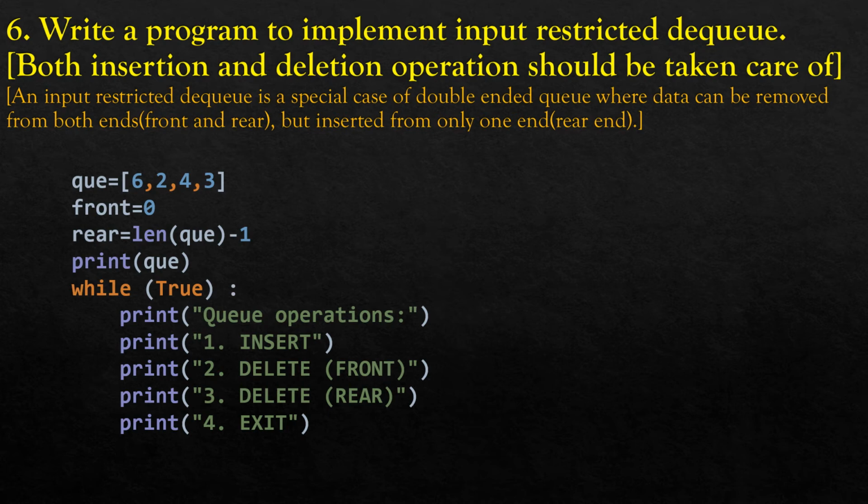So we have initialized a queue over here. Front is 0, rear value is length of queue minus 1. Then the different menu operations are showing insert. And here I have given two deletes. One is deleting from the front, and second delete is deleting at the rear end. So these are the two delete options since it is an input restricted dequeue. And finally exit.